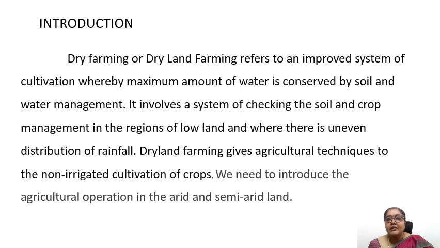So you want to have agriculture but don't have irrigation, and you're trying to provide a technique. We need to introduce agricultural operations in the arid and semi-arid lands. So basically these dry lands are found in the regions of arid and semi-arid lands.